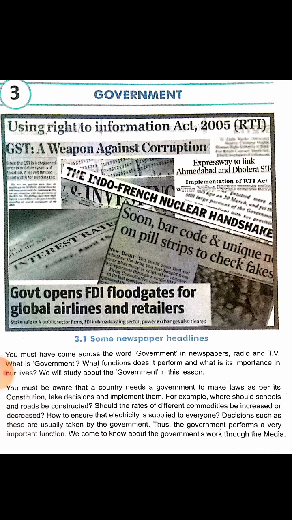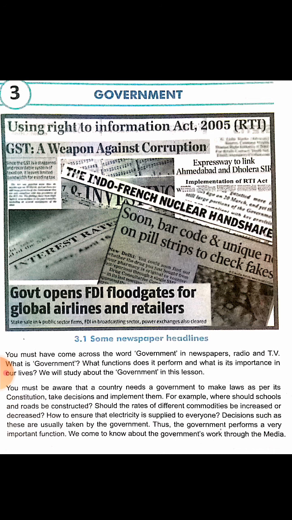The best example: in our school, there are some rules and regulations. You have to come at this time, and from this time to this time are the school hours. So these types of rules and regulations are there in our school also. Likewise, our country also has its rules and regulations that are prepared by the government based on the constitution.